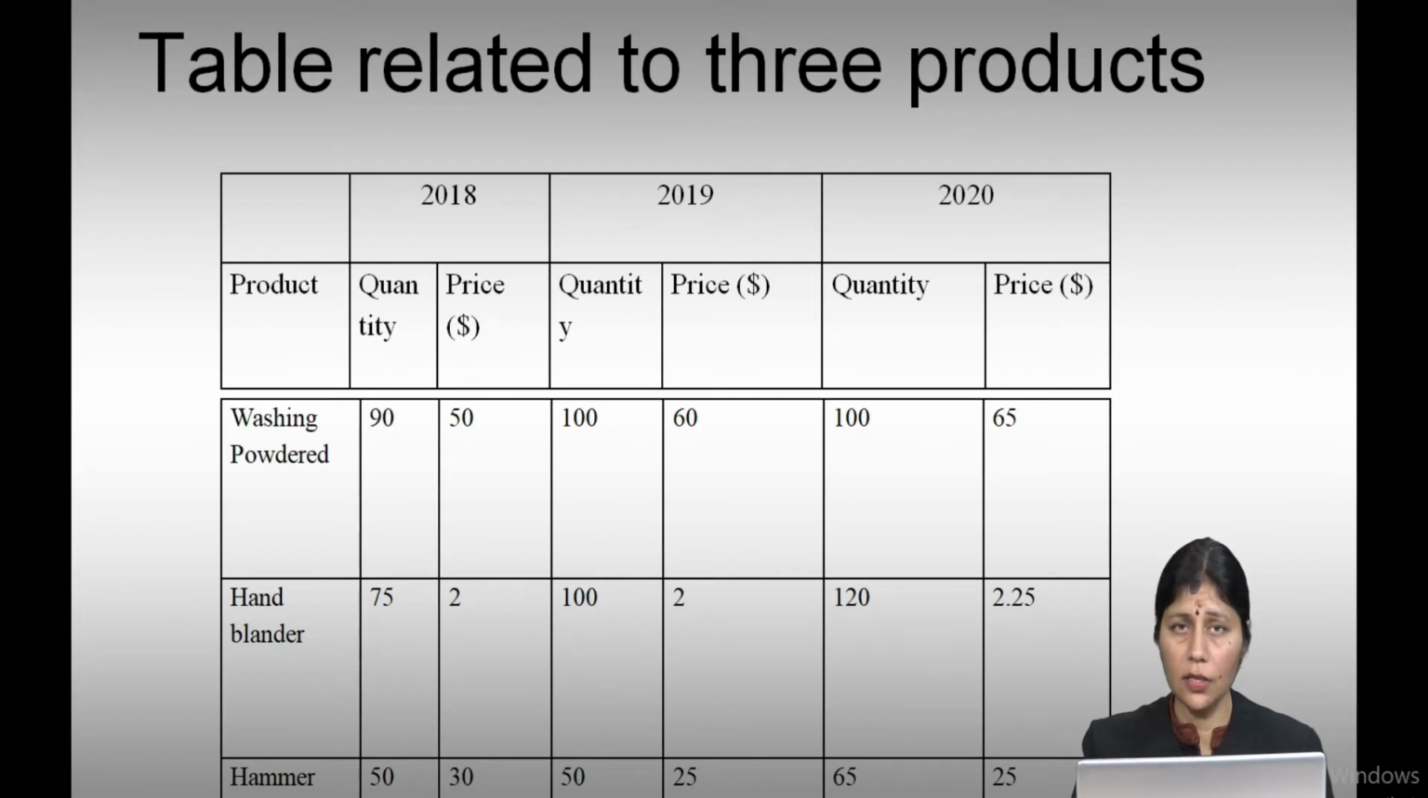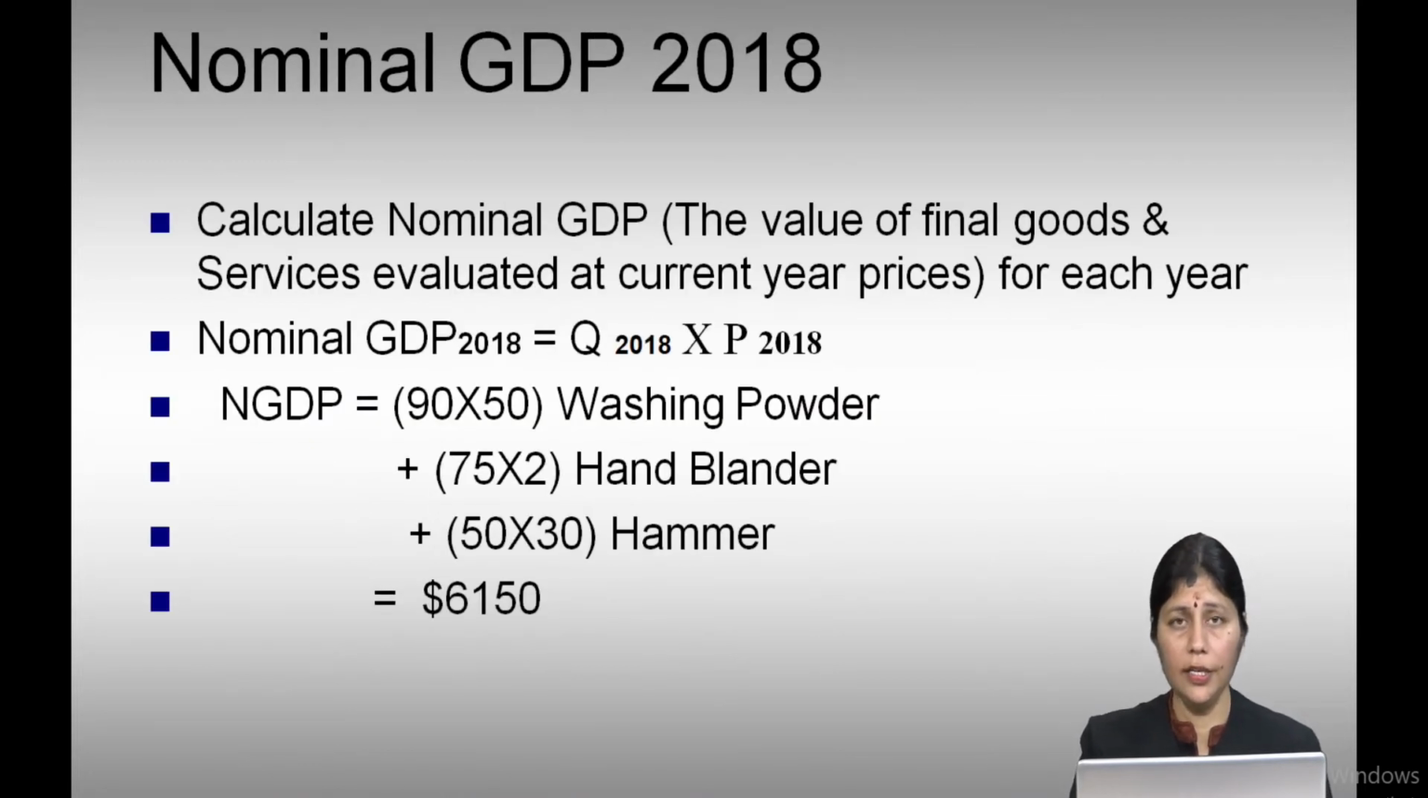Again, the next product we have taken is the hammer. The quantity of hammers is 50 in number and the price of each hammer is 30. In the next slide you can see 50, the quantity, multiplied by 30, the price of the hammer. When we sum up all the products manufactured in the current year in the nation or any country, that is the nominal GDP we have calculated, and this is $6,150.